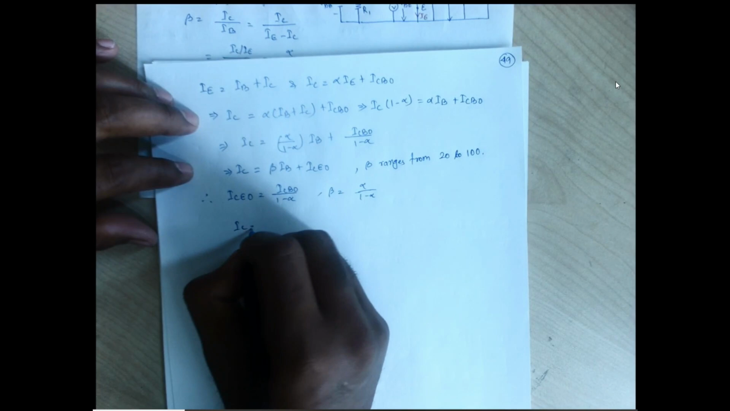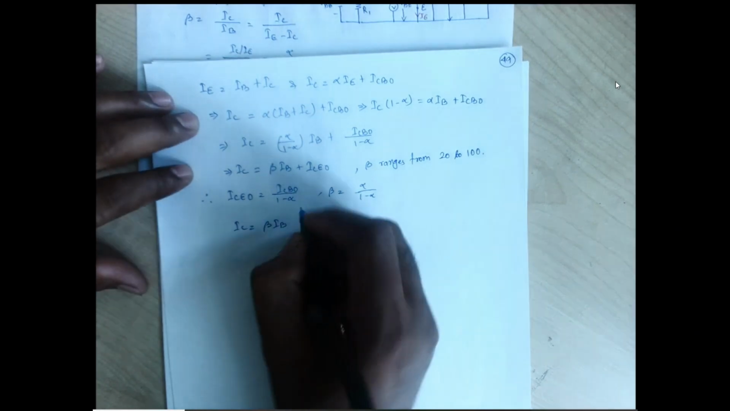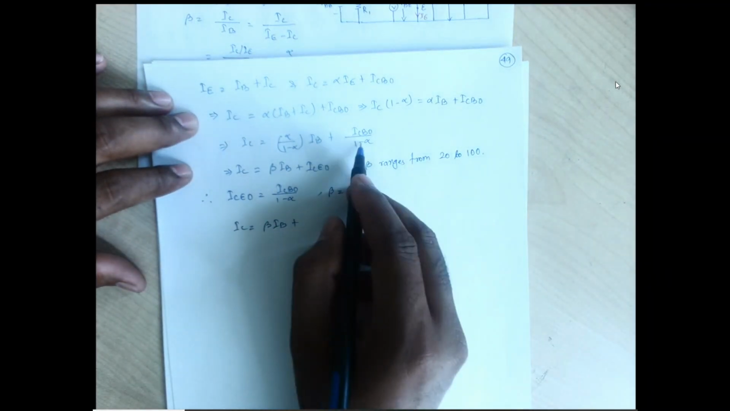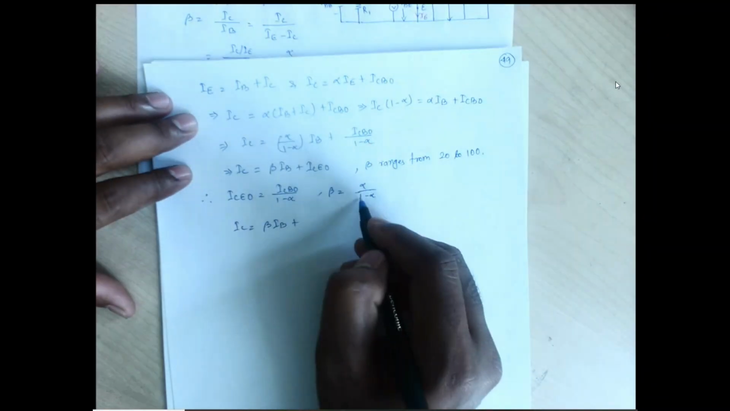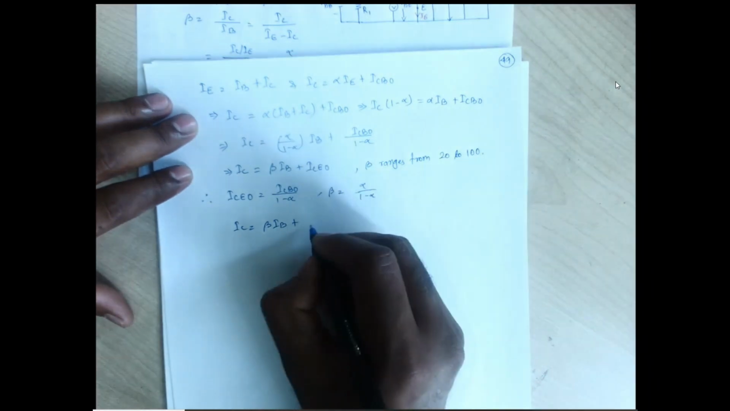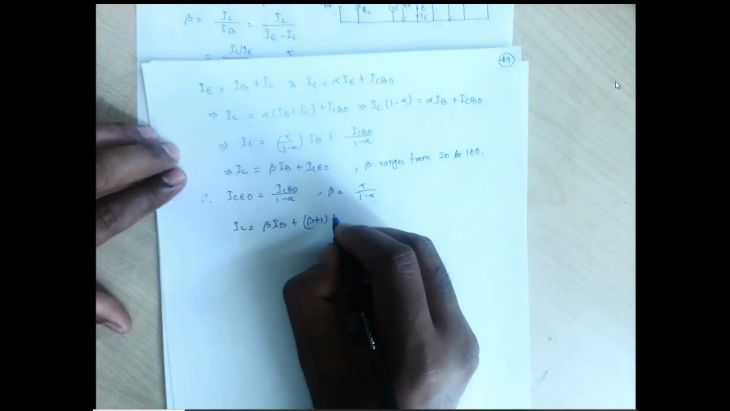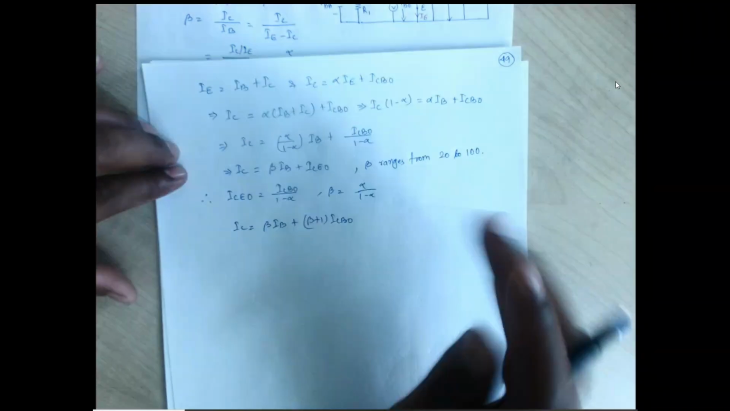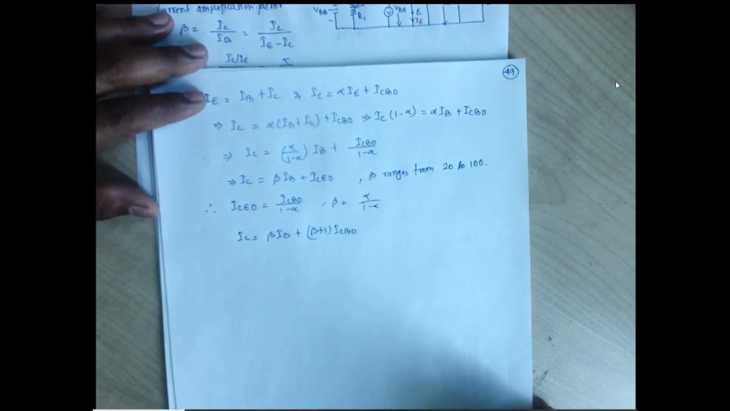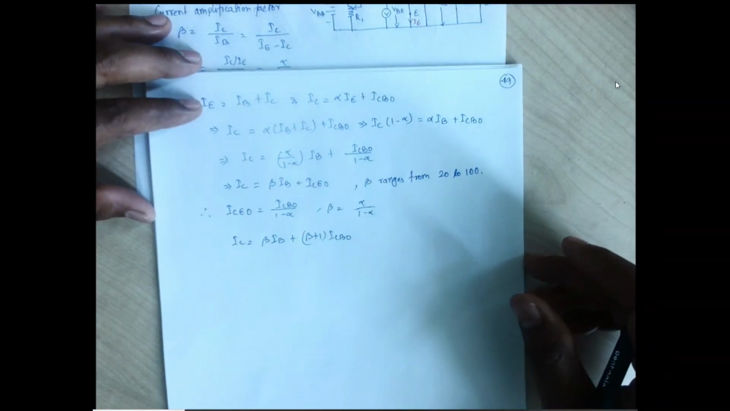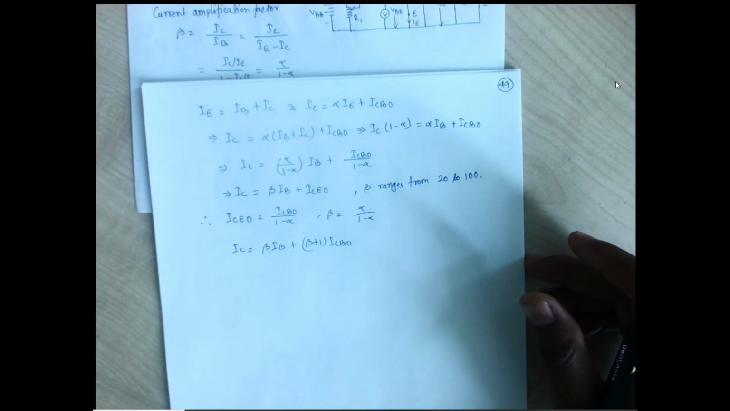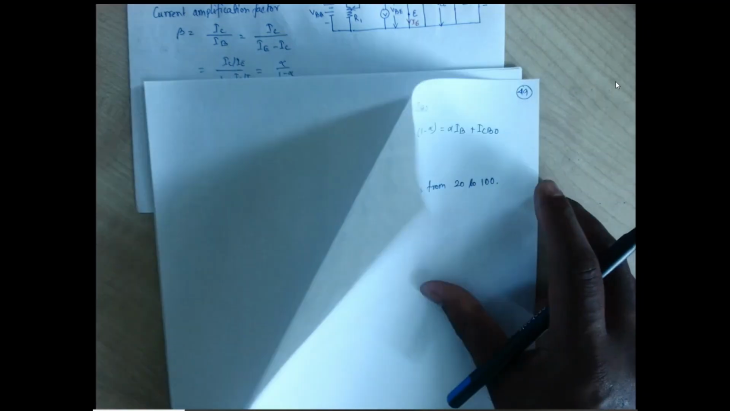So this IC can further be written as beta IB plus, since 1 minus alpha can be written in terms of beta, (beta plus 1) ICBO. So it is a relation between these different currents of this configuration. Okay, now let us move to the input and output characteristics.